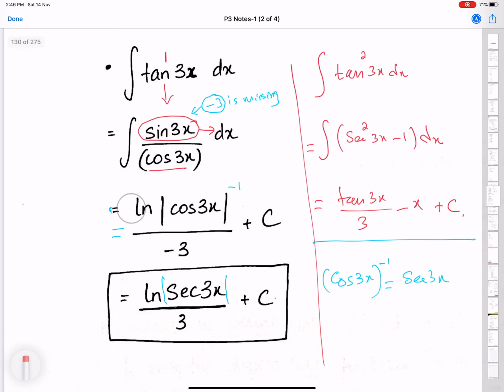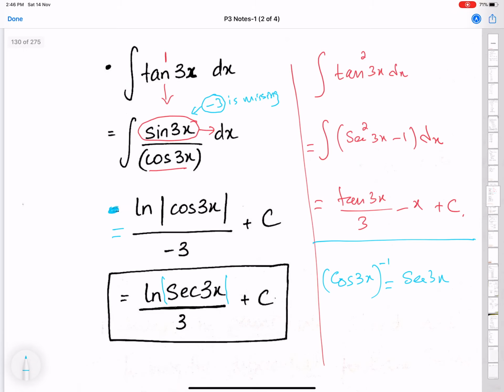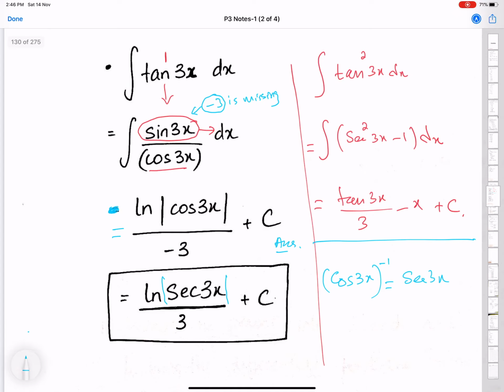But you can leave your answer here. This is perfectly fine, because if you would need the value of c, you will substitute cos in your calculator, not sec in your calculator. So this is fine, but if it is required in the exam that you have to show this thing, you must know how to get sec, and this is the way to get sec.